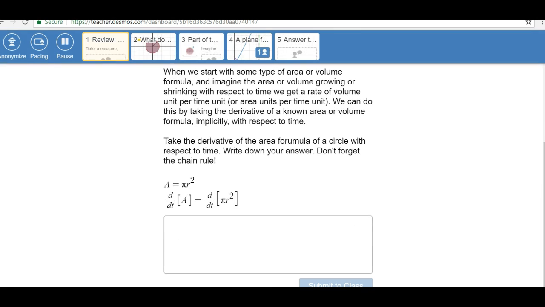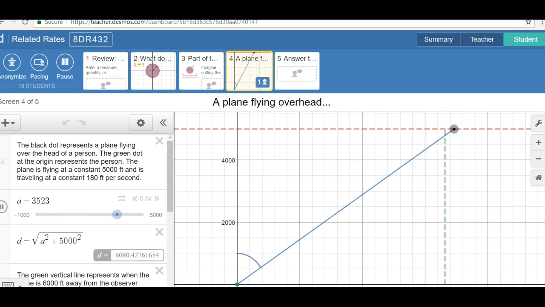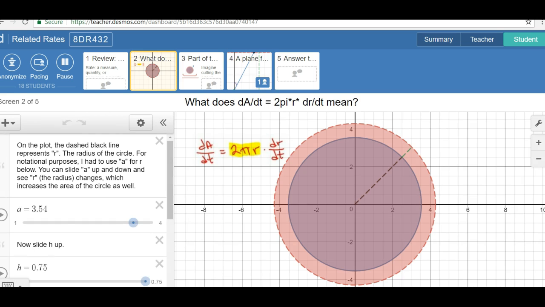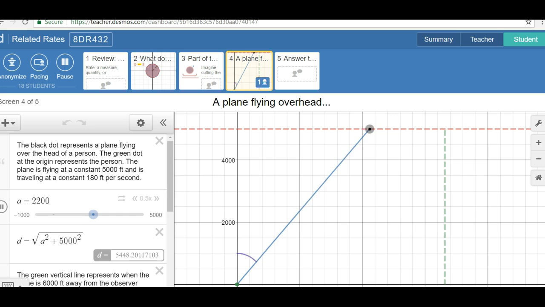Alright, and then the last two are just giving you some examples, or the last problem. Technically both of these were. This is an example of a related rate, and this is another very common example of a related rate.